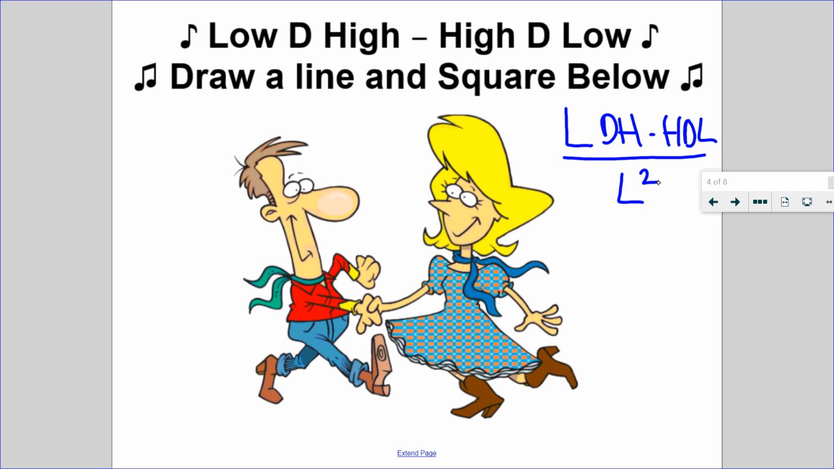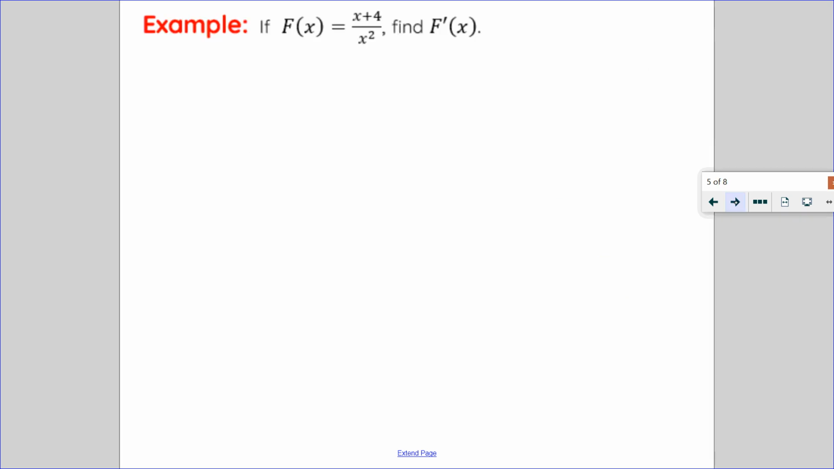Either way is fine. I also remember that it's subtracted because of the quotient rule with exponents: if you have a to the n divided by a to the m, the quotient rule tells us to keep the base and subtract the exponents. So that's how I remember that it's subtracted. Okay, so let's try an example here.